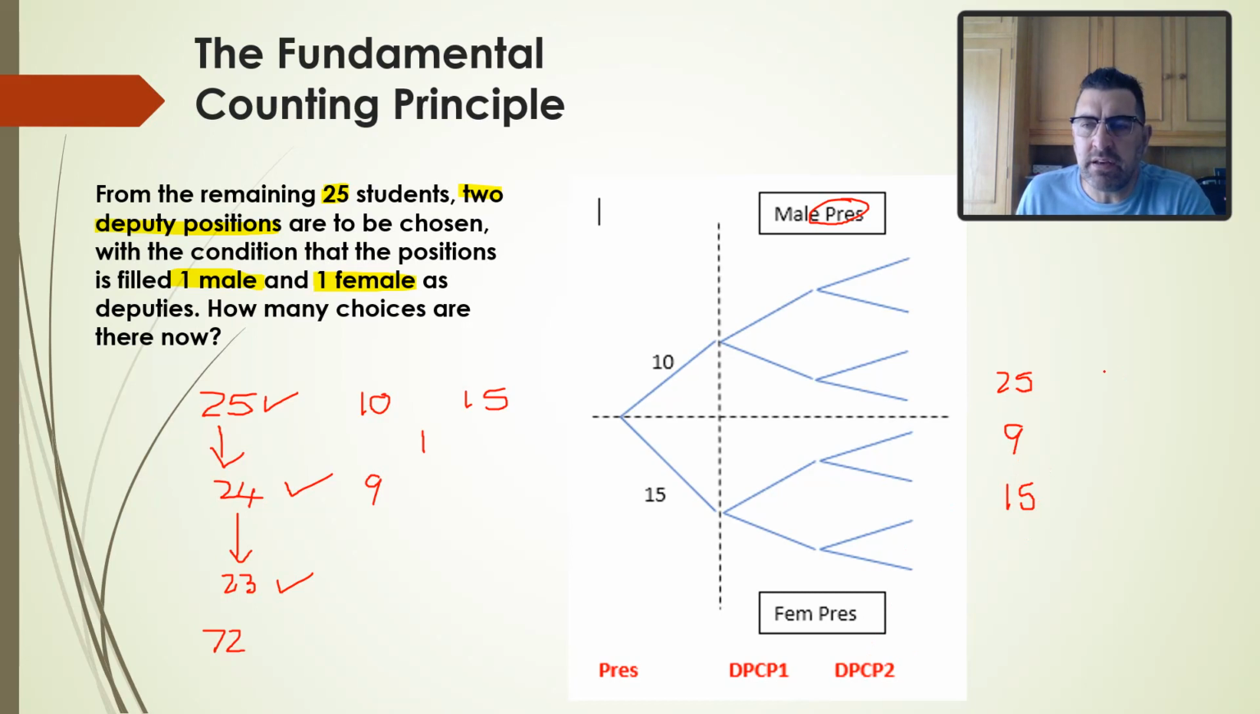Okay, so again, if we start off, there's 25 to choose from for president. President can be male or female. If we chose a female, that leaves us with 10 males to choose from when we choose our deputy president. And it leaves us with 14 females. Now folks, if you look at that, it leaves you with 24 options. And here it also leaves you with 24 options. So the total number of options available to you here is 49 ways in which that can happen.